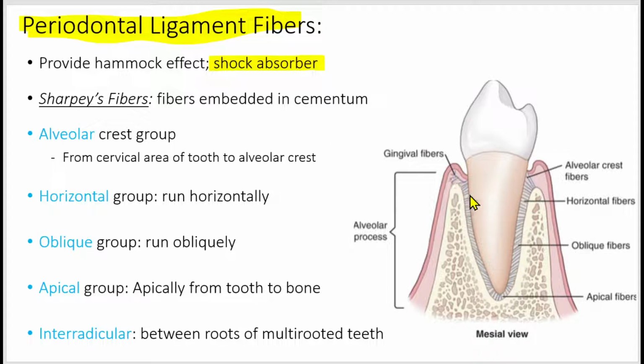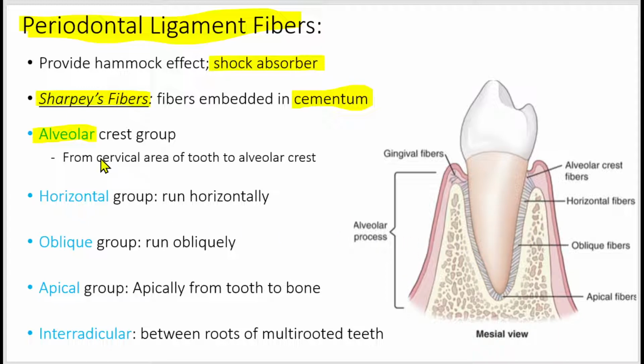The periodontal ligament actually has multiple groups in it. And by the way, Sharpey's fibers, which are technically parts of the periodontal ligaments, are any parts of the periodontal ligaments that are embedded in cementum. So any part of that here is considered Sharpey's fiber. These Sharpey's fibers have different groups, based on how they run, the direction that they run.